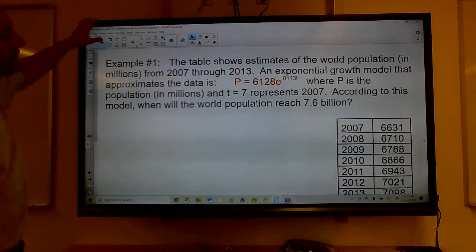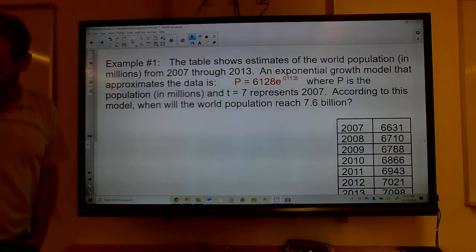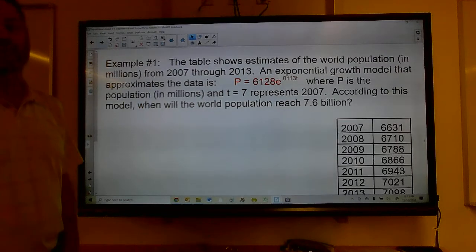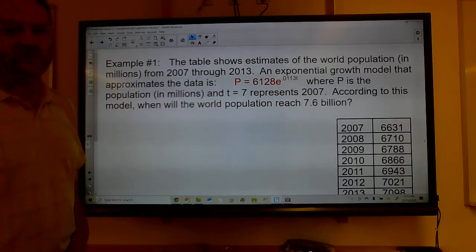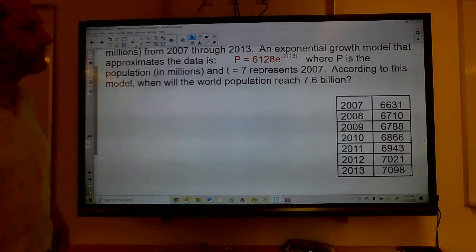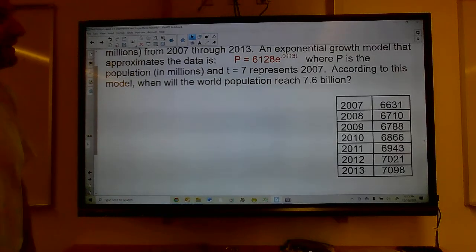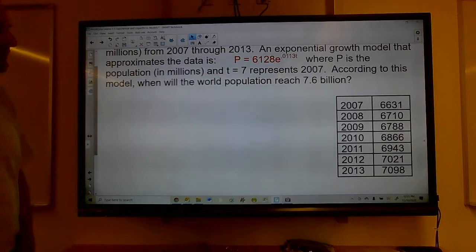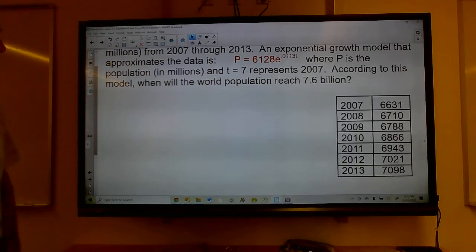So example 1, the table shows estimates of the world population in millions from 2007 through 2013. An exponential growth model that approximates the data is p equals 6,128 e to the 0.0113 t power, where p is the population in millions and t equals 7 represents 2007. According to this model, when will the world population reach 7.6 billion?